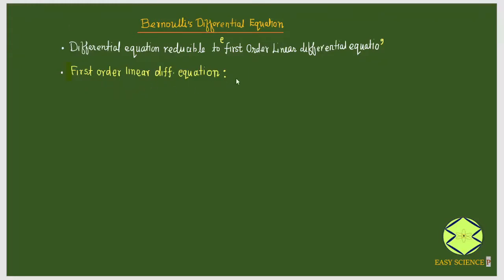The form of the first order linear differential equation is something like this: dy over dx plus a of x times y equal to b of x. Please remember, a of x and b of x are the functions of x. Both of them are the functions of x. Okay, now, how to get the solution of first order linear differential equation?